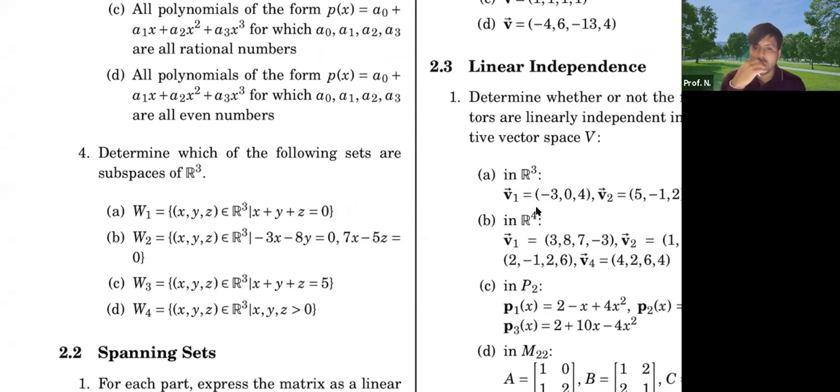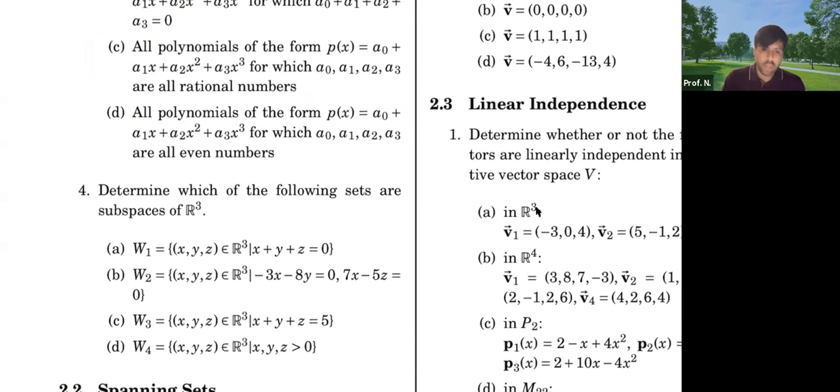Are C and D not a subspace? Wait, what are you talking about, C and D? Are you talking about these C and D, this C and D? For number 4? Yeah, C and D. I haven't talked about C and D yet.